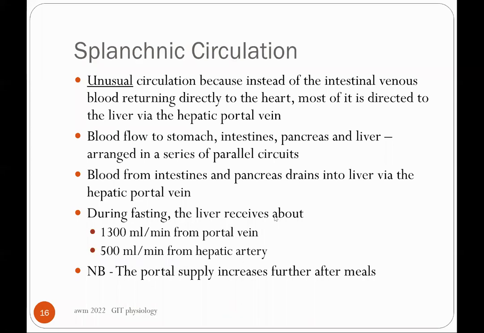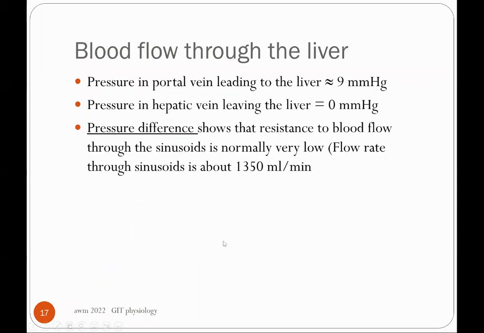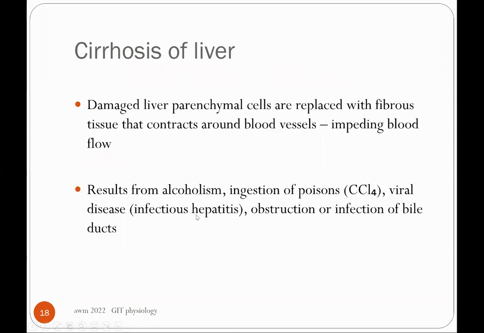Now, during fasting, the liver receives about 1.3 liters of blood per minute from the portal vein, and only 500 mLs from the hepatic artery. So the majority of the blood is actually coming from the digestive system. So the more you eat, the more you ingest, the more you're overworking your hepatic portal vein. This just tells you about the liver, the pressure differences. And remember, we said once the blood goes into the liver tissue, because it's no longer contained in the vessels, there's a drop in pressure, because what you have in the liver is sinusoids, not blood vessels per se.